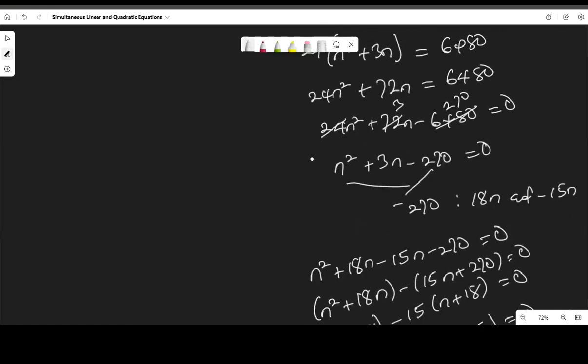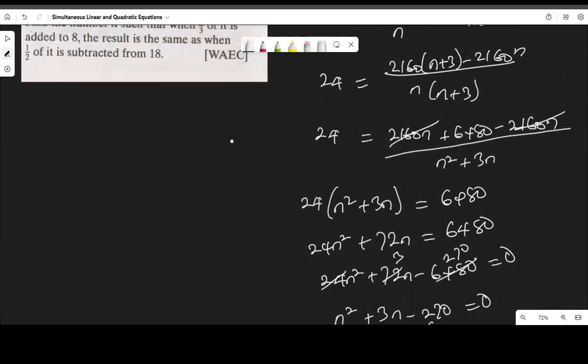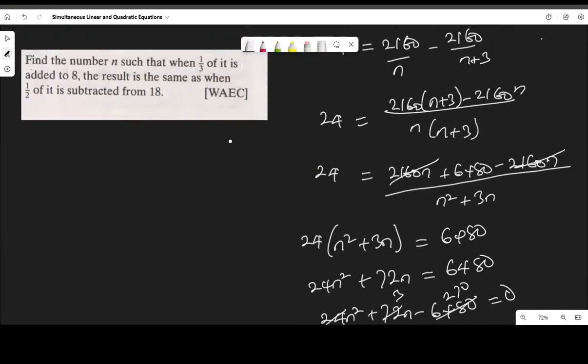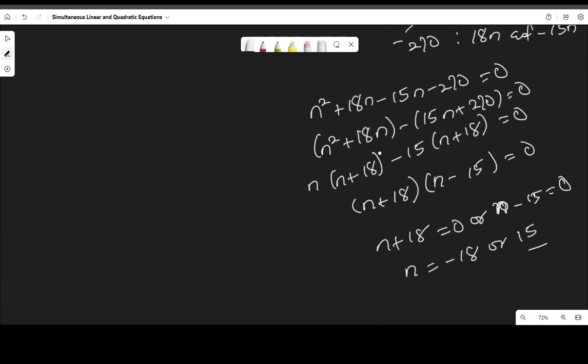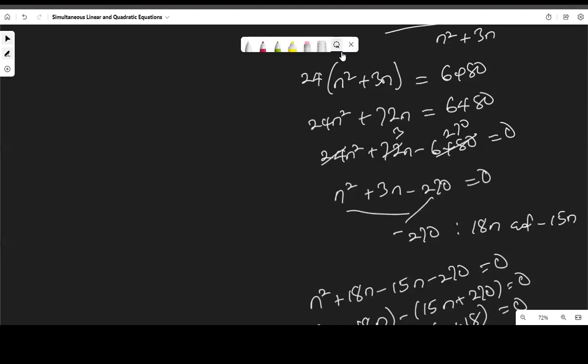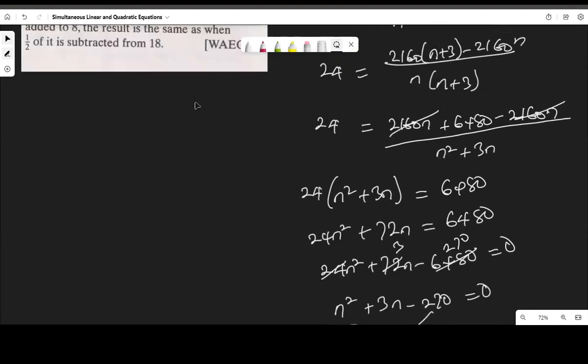Remember, n is the number of packets of Zipen or Biro Decoli. So n cannot be negative. We only consider the positive value, which is 15. Since it is packets of something we are talking about, n is equal to 15.